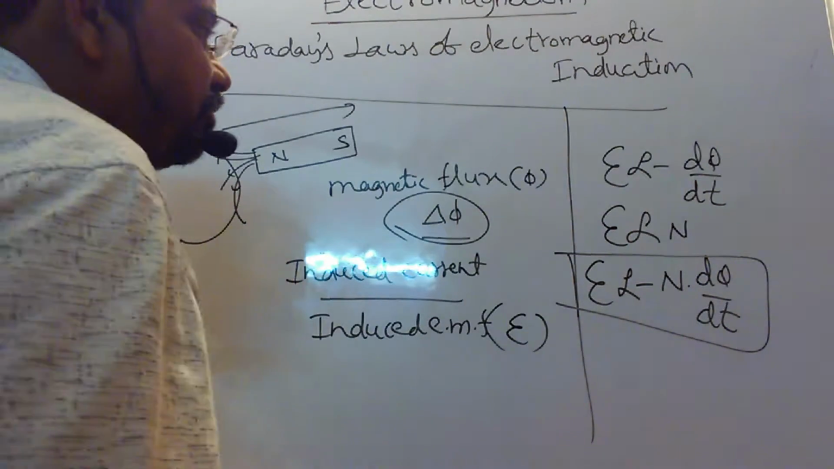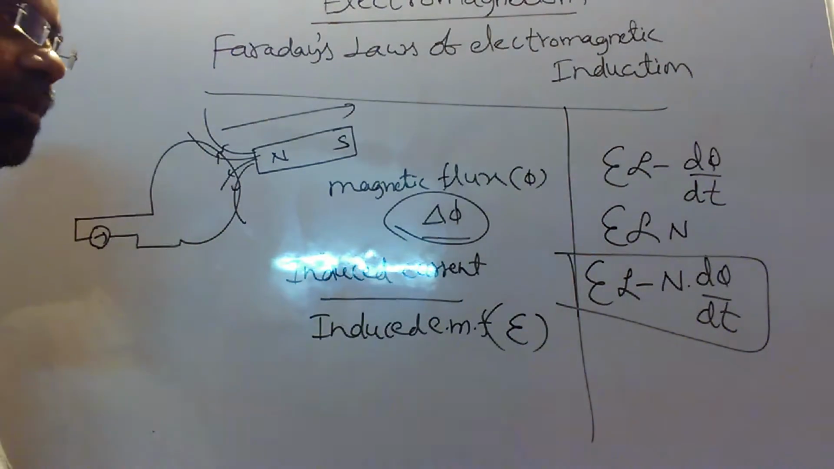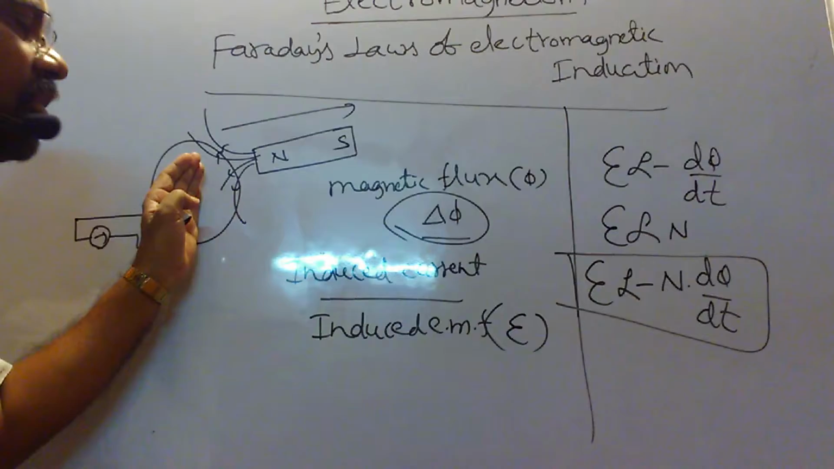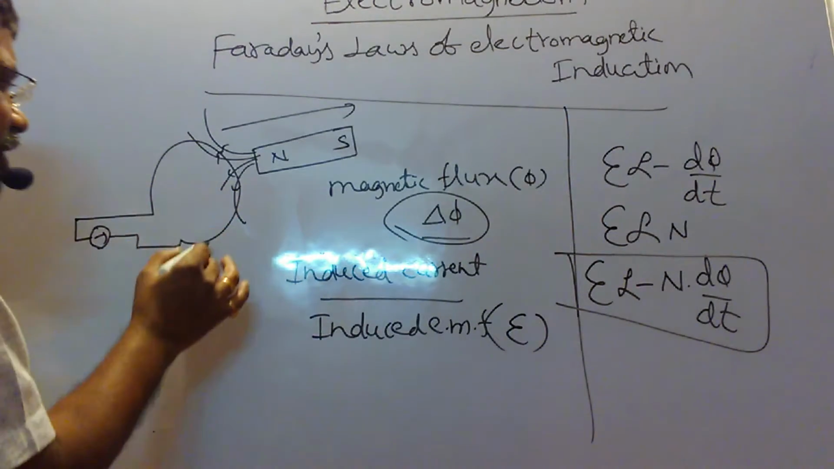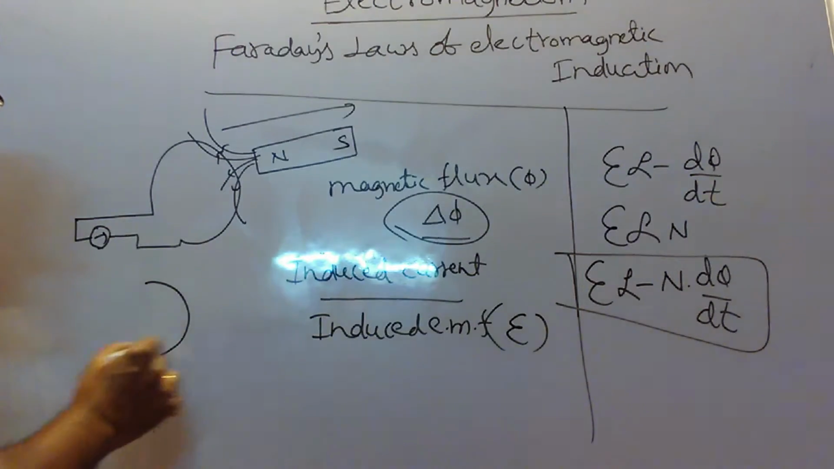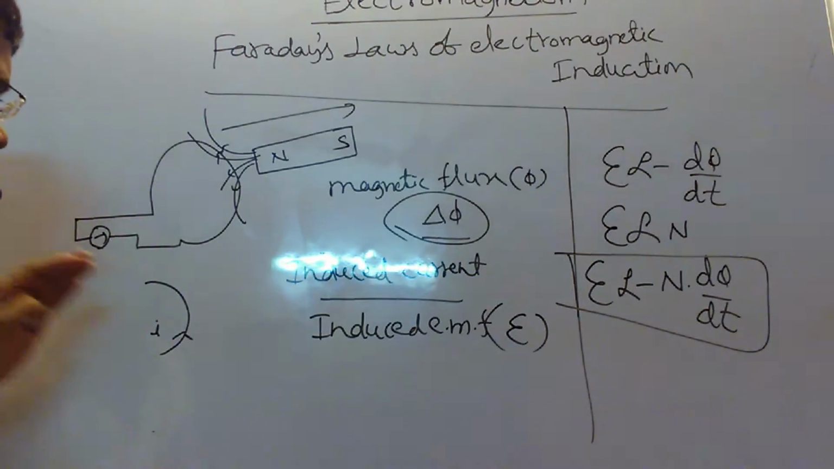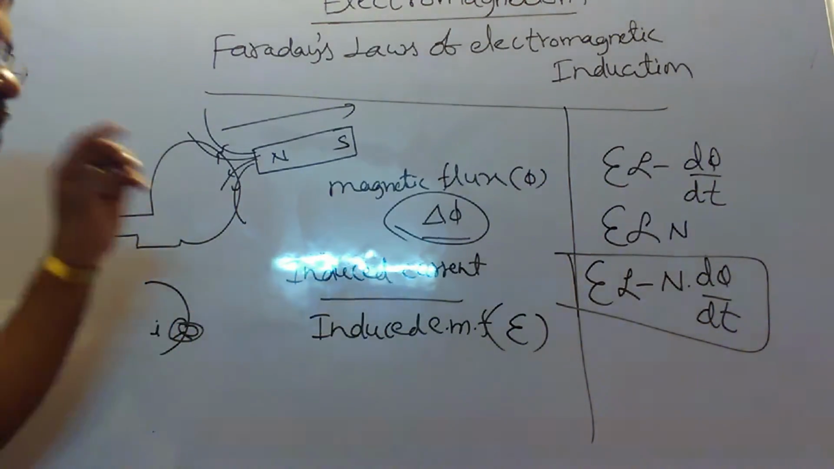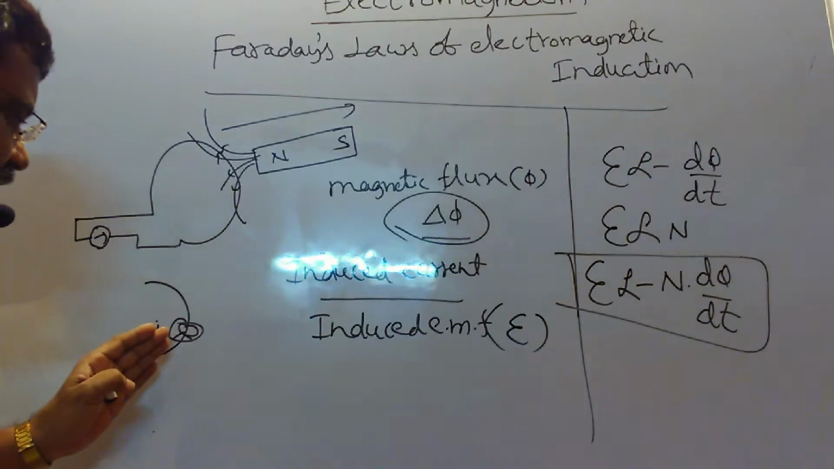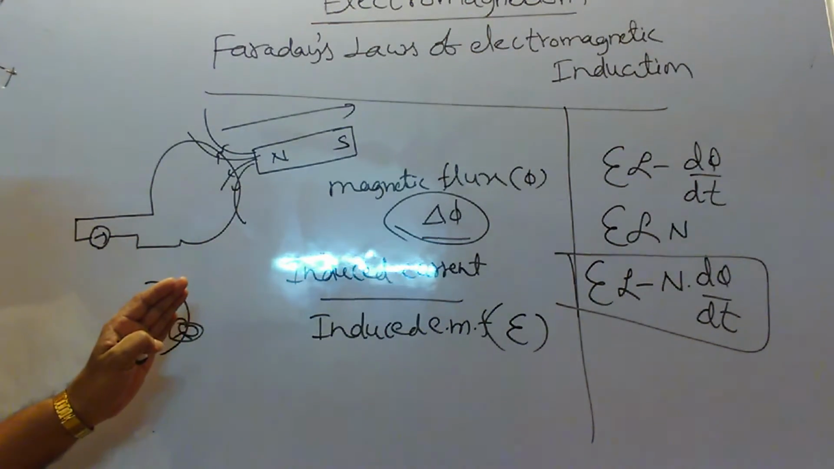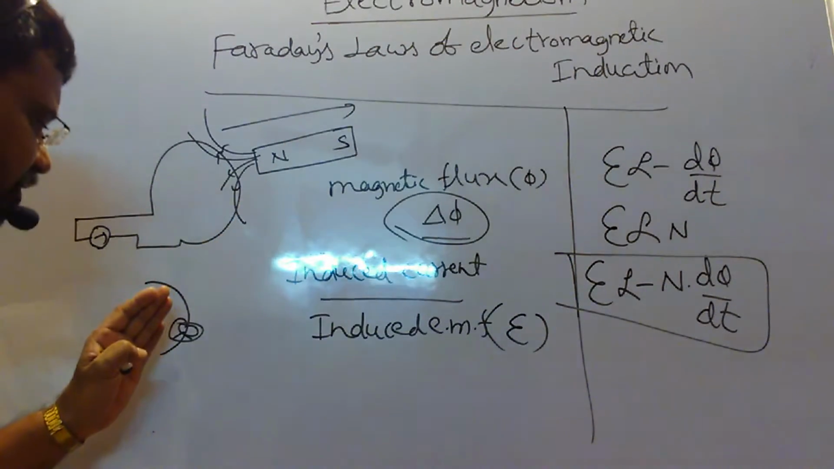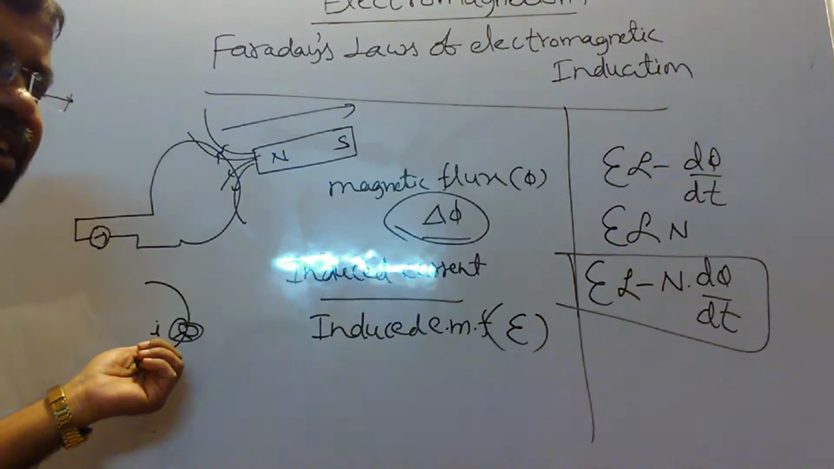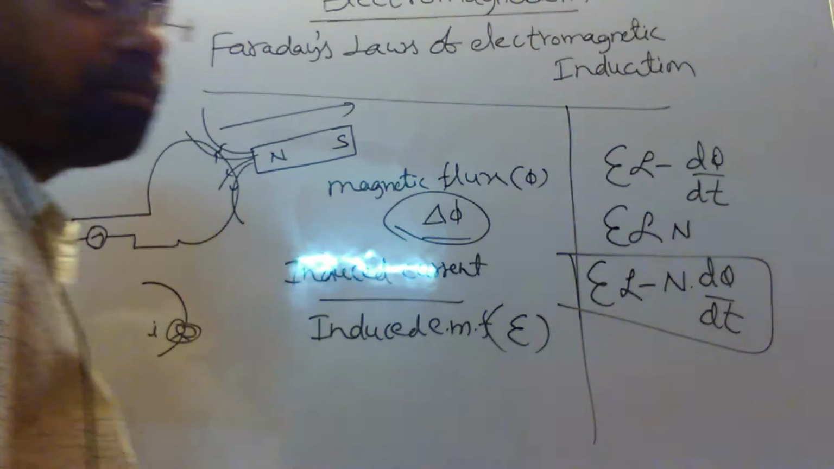What does minus represent? Due to the generated induced EMF, some current is generated. For example, if this is the coil, in this the induced current is generated. Due to this some magnetic field comes. When induced current flows from the coil, it also generates some magnetic field, not our external magnetic field. That magnetic field opposes the generated induced current. Due to that we are writing minus. That is the importance of minus.